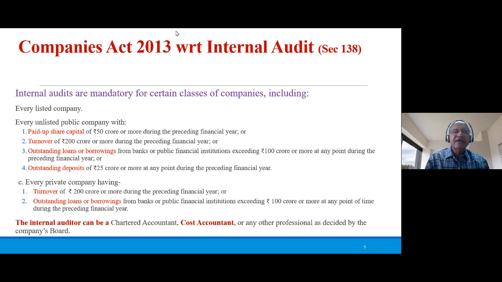Likewise, if it is a private company, there it is only turnover and loans and borrowings, irrespective of deposits and paid up share capital. So this turnover of 200 crores and loans and borrowings of 100 crores, exactly as for the unlisted companies, the limits are there for the private companies also. And internal auditor can be a chartered accountant and also a cost accountant. This is a great opportunity for cost accountants.